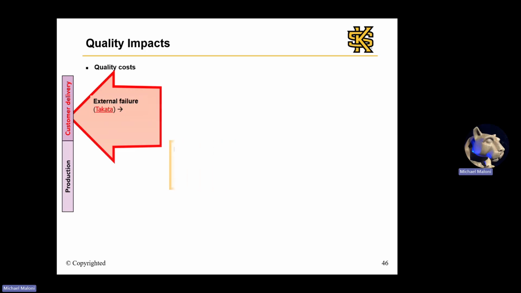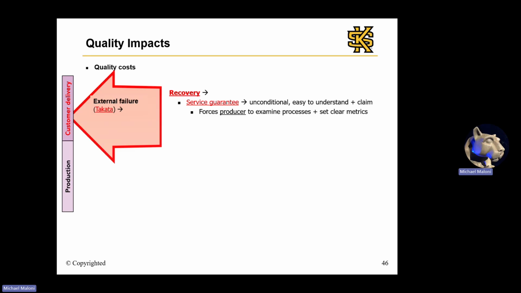So back to these external failures, and as you might guess, these can be quite costly as recovery will involve repairs, refunds, upgrades to make it right with that customer. And one way to combat that is to offer service guarantees. These can be an effective way to simplify recovery. And they force the producer to examine their processes as well as set clear metrics. And service guarantees also focus the employees on what to do.